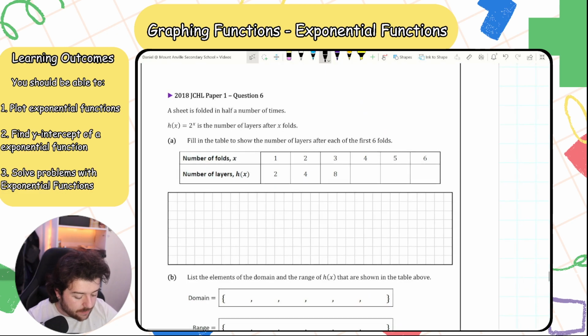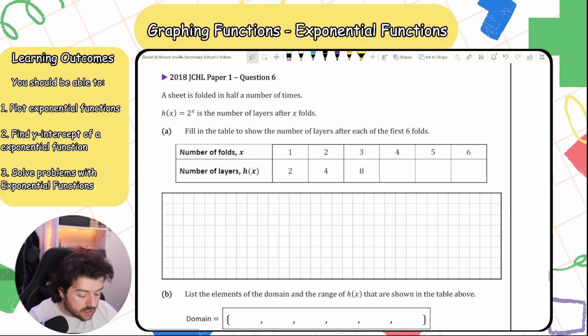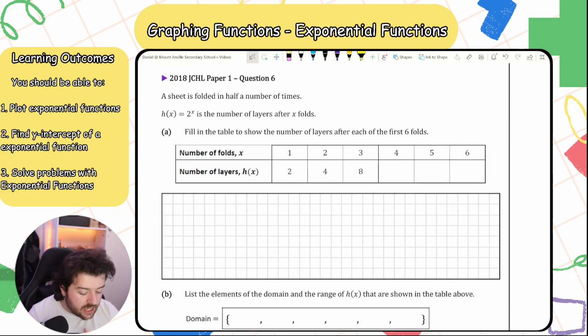So let's look at some exam questions. This is from the 2018 higher-level paper. A sheet is folded in half a number of times. H of x equals 2 to the power of x is the number of layers after x folds. Fill in the table to show the number of layers after each of the first 6 folds.